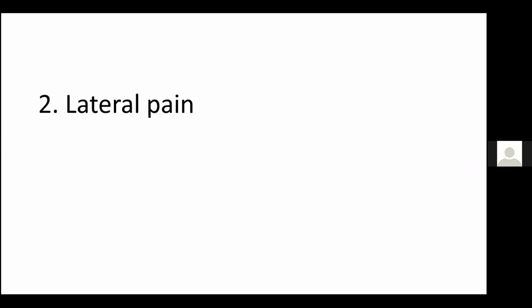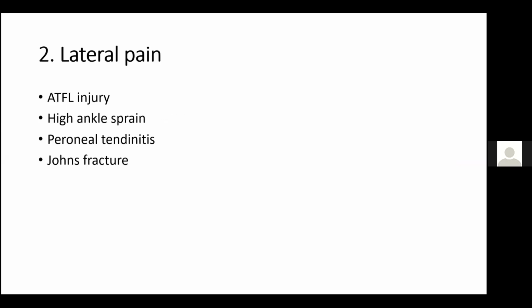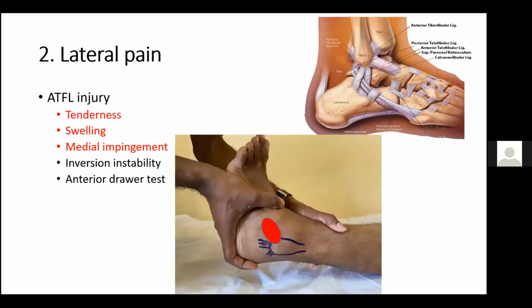Moving on to the next route, that is lateral sided pain. The commonest one will be the ATFL injury, then followed by high ankle sprain, peroneal tendinitis, or Jones fracture. So what is this ATFL injury? If you have an inversion injury, the lateral structures can be stretched and there can be tear or strain. So that is ATFL injury.